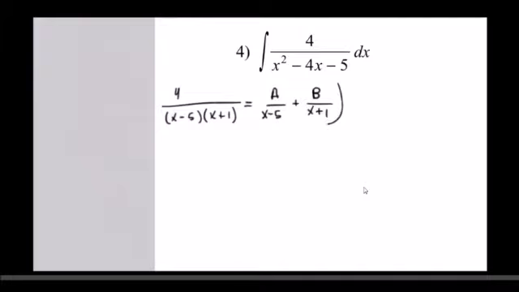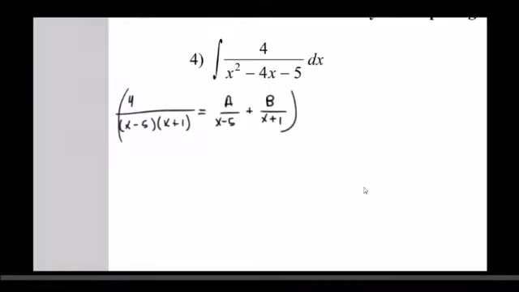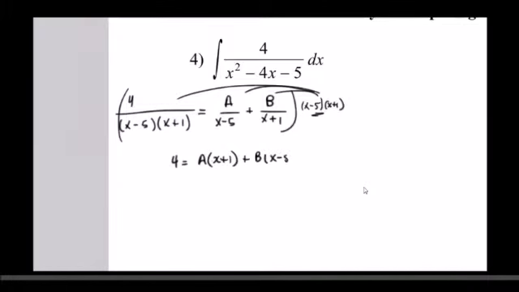And then the next step is to multiply the entire expression by the lowest common denominator, which is x minus 5 times x plus 1. And this common denominator needs to multiply each of the fractions. And when it does, the denominators disappear. So what you end up with on the left side is 4 equals, and now on the right side you're going to have A times x plus 1 plus B times x minus 5.